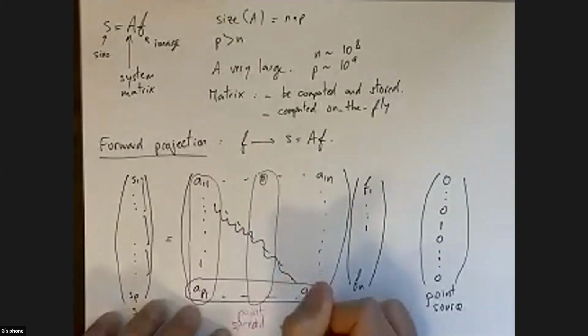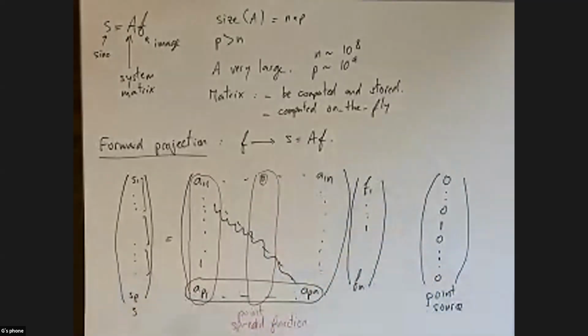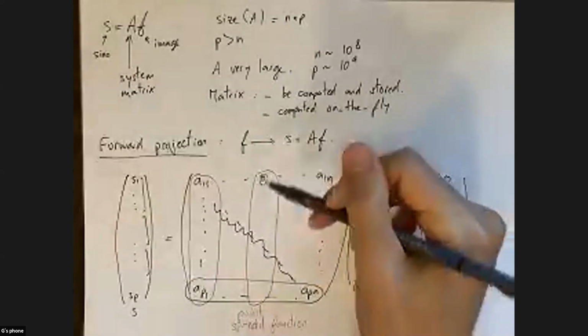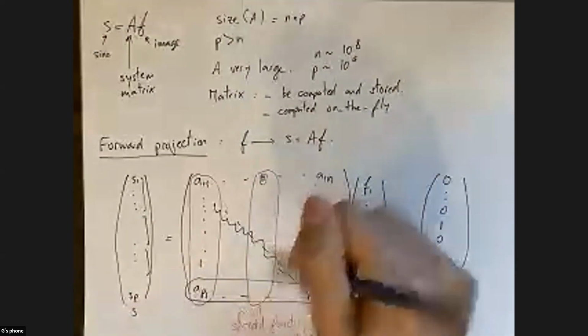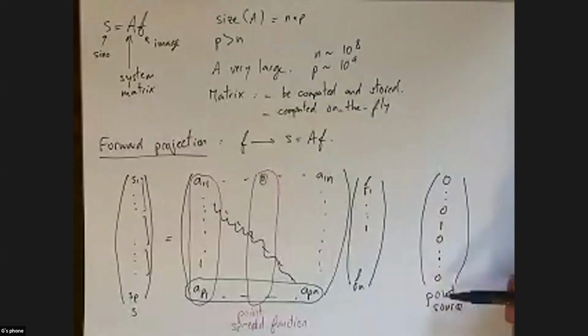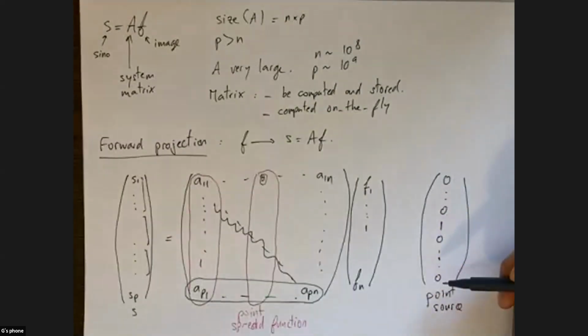Point spread function. So the columns of the matrix are the point spread function. Each column is a different point spread function for a different location of the point source in the field of view. So that's what it is.